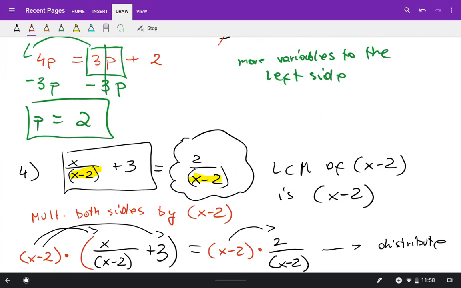We all know that you can never ever divide by 0. So here I need to give the condition that x minus 2 can't be equal 0. Okay? So what that means, you solve that for x, which means you will add 2 to both sides.